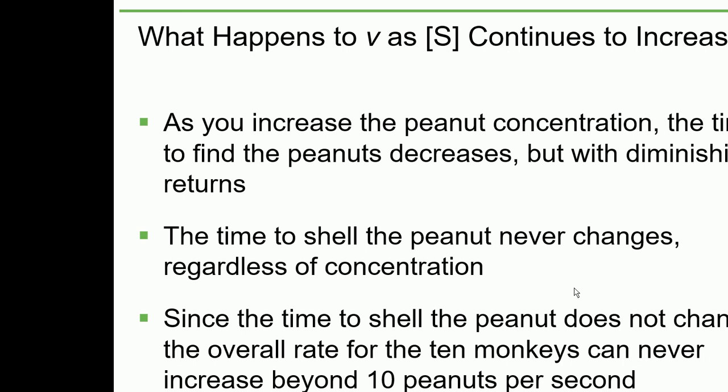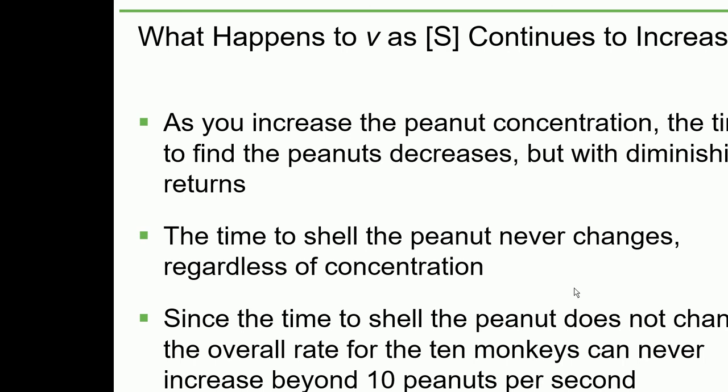Now, as you increase the peanut concentration, the time to find peanuts decreases, but with diminishing returns. The time to shell the peanut never changes regardless of the concentration. So basically, you may increase more peanuts in the room, which means you may increase more substrate in the enzyme catalyzed reaction, a point will come when the rate of reaction will not increase.